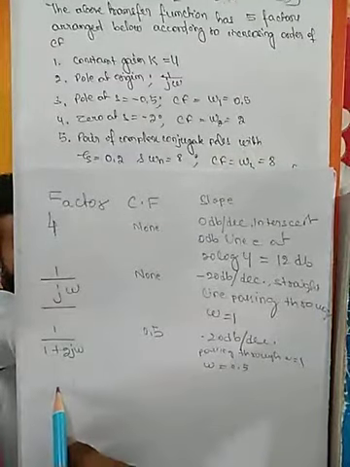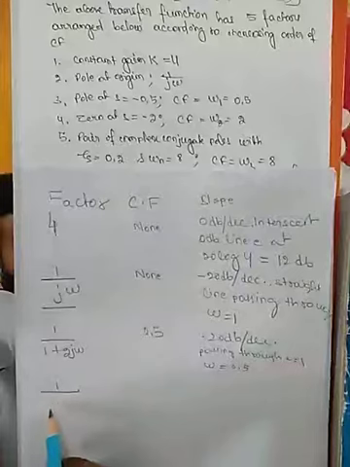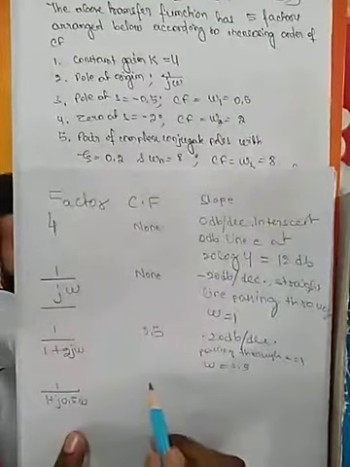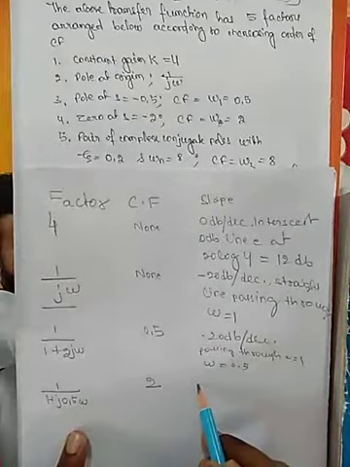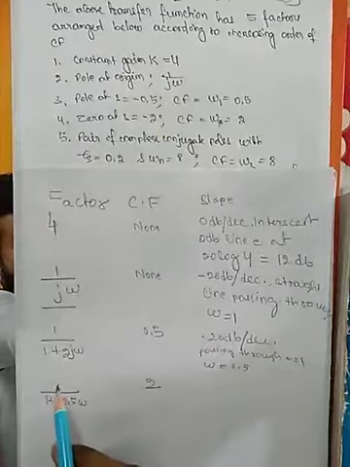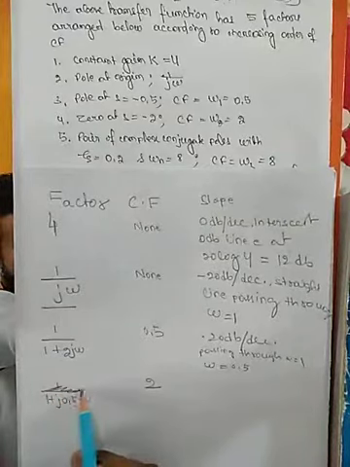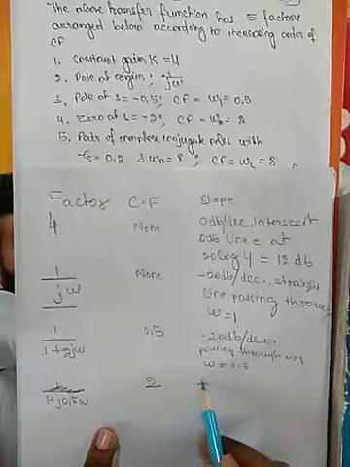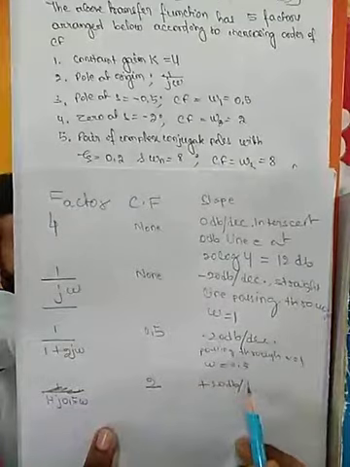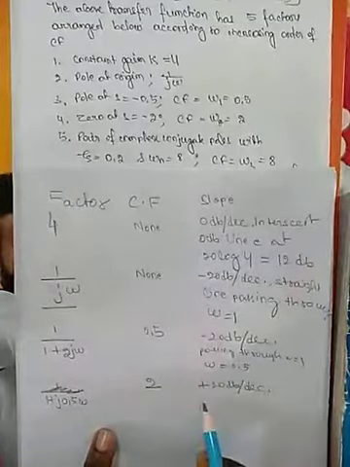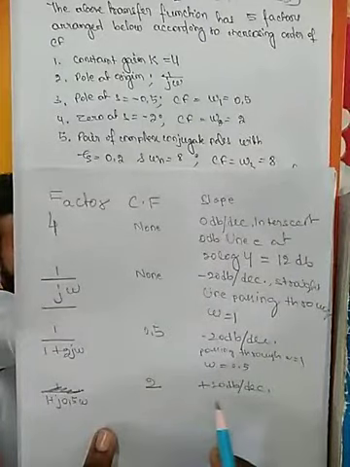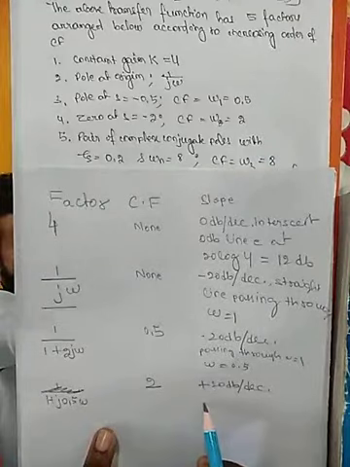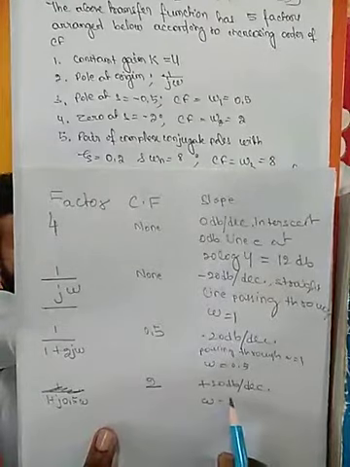Then for the next factor, 1 plus j 0.5 omega. Corner frequency is 2. Slope is, sorry, it is not 1 by, it is simply this factor, a zero. Slope is plus 20 dB per decade. It is a straight line passing through omega equal to 1, and it starts at the corner frequency 2 rad per second.